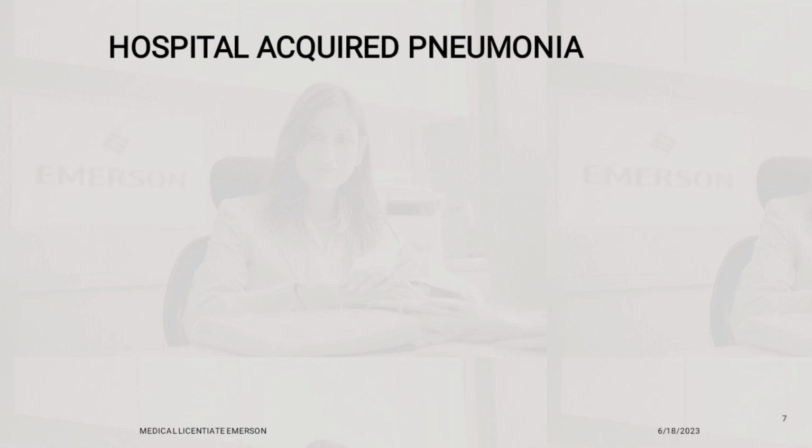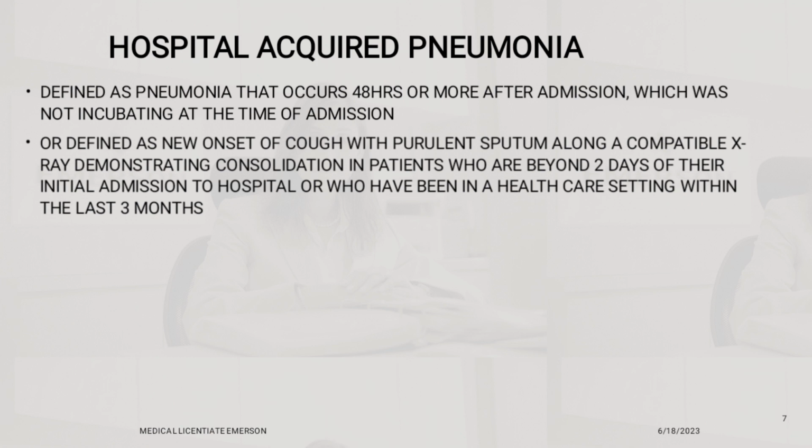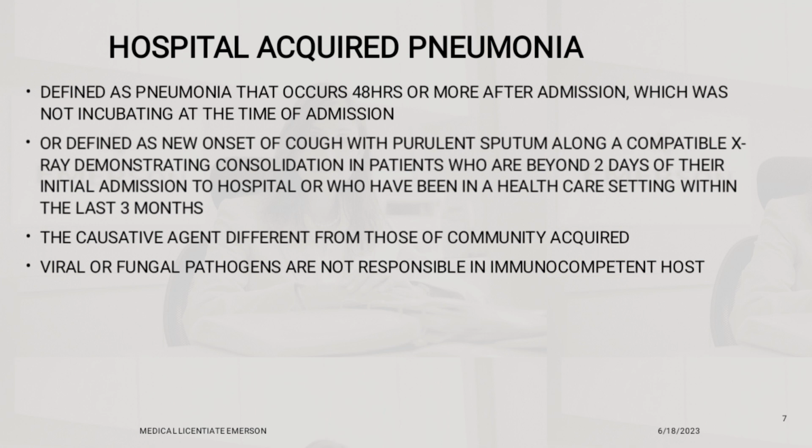The next is hospital acquired pneumonia, which is defined as pneumonia that occurs 48 hours or more after admission, which was not incubating at the time of admission. We can also define it as new onset of cough with purulent sputum, along with a compatible X-ray demonstrating consolidation, in patients who are beyond 2 days of their initial admission to hospital, or who have been in a healthcare setting within the last 3 months. Then the causative agents are different from those of community acquired pneumonia.